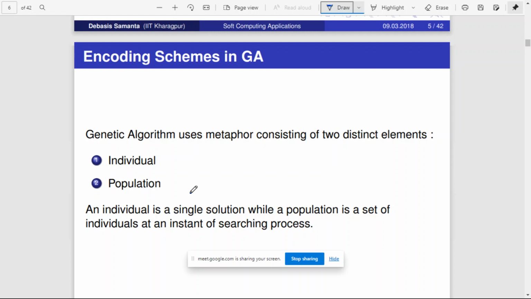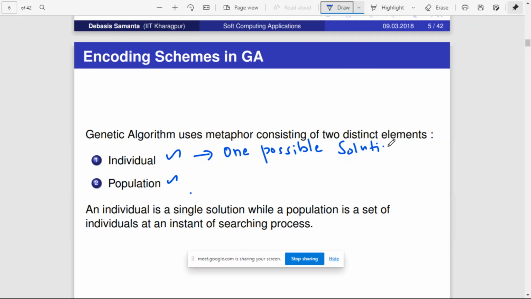The genetic algorithm metaphor includes 2 elements. One is individual and the other one is population. So what does individual mean? Individual means one possible solution. One possible solution is called an individual. In genetics terminology, individual means one human, but in genetic algorithm terminology, individual means one possible solution.